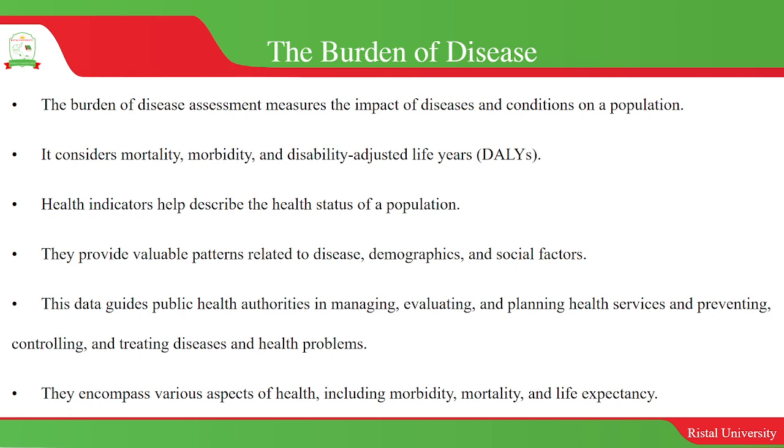And when we talk about health indicators, we talk about mortality indicators, morbidity indicators, and then we also talk about life expectancy, and then also disability adjusted life years. If we know this data, we can really plan for the population and make sure that they have the right resources or services to prevent, control, and even treat diseases and manage health problems.